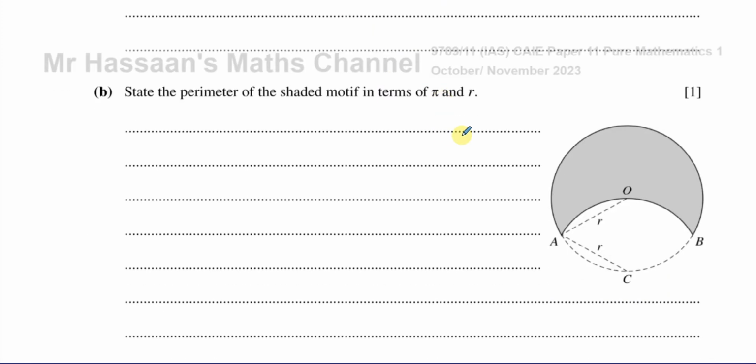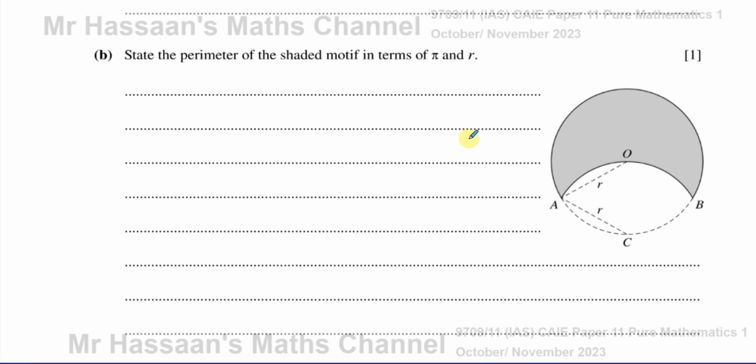Then it says state the perimeter of the shaded motif in terms of pi and r. Now you can think about this in two ways. This is exactly the same as that arc. The reason why it says state is because you don't really have to show any steps here, because this length is the same as that length, and of course that's a whole circle, so it's going to be 2 pi r. Simple as that. That's why it says state. It's worth 1 mark. No steps need to be shown at all.